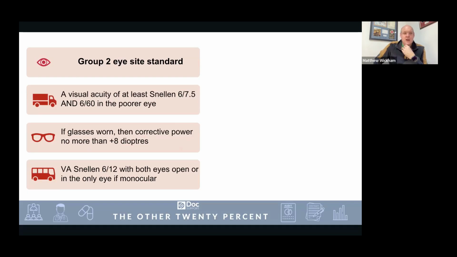So group two, so again, your lorry drivers, your Snellen chart is at least 6/7.5 and 6/60 in the poorer eye. Okay, and again, if glasses are worn, the corrective power is no more than plus 8 diopters. Again, we're not expecting you to assess that. Okay, that's where you need to get the optician report. And your Snellen chart 6/12 in both eyes open or in the only eye if monocular.